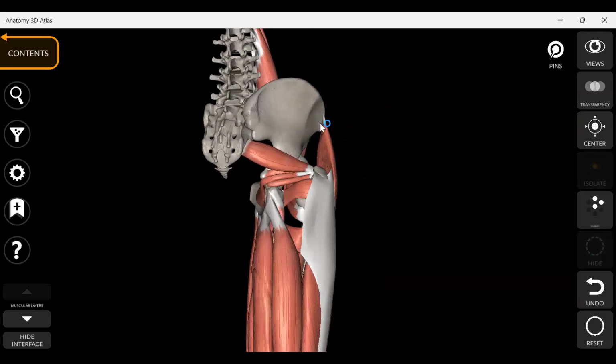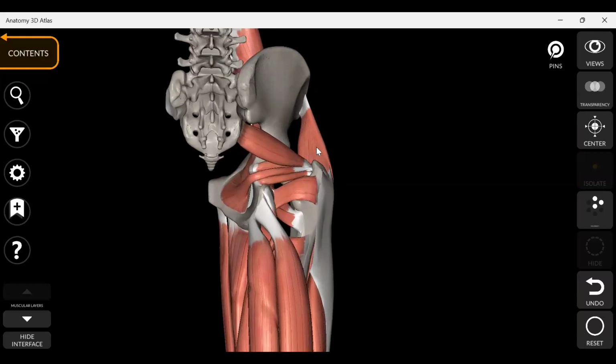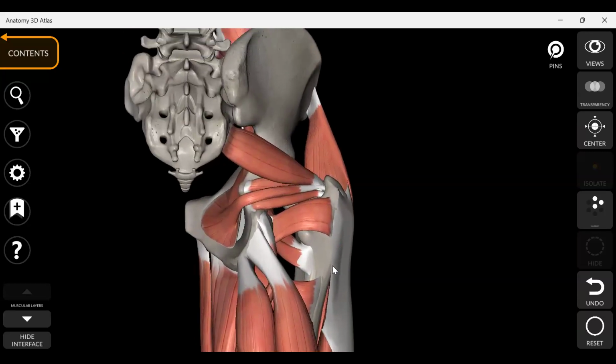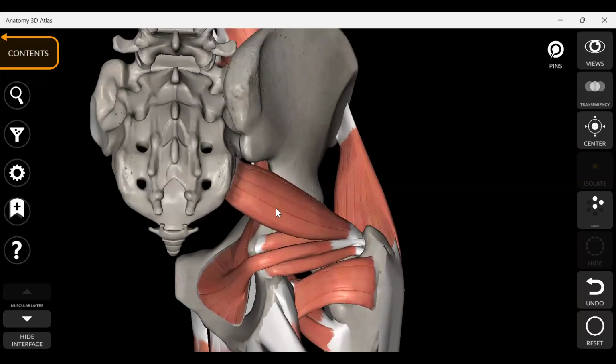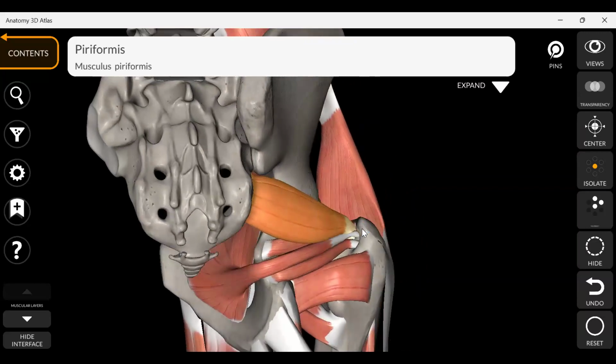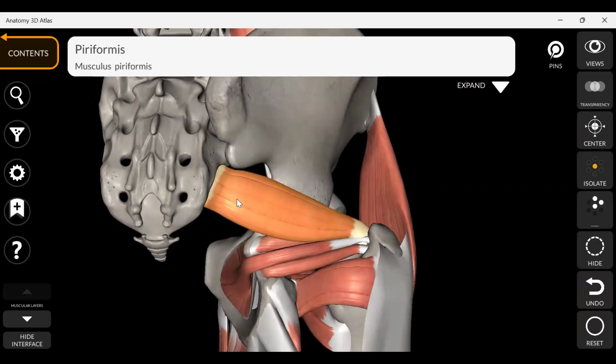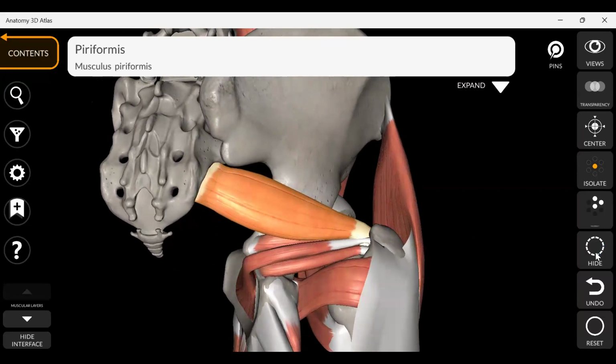Okay, so this is the portion of attachment of the three glutei muscles, and under them we can see the deep gluteal muscles from the posterior side. This muscle attaches to the S2-S3 foramina on the anterior side, and on the other side it attaches to the medial portion of the greater trochanter. This is the piriformis muscle. This muscle is important for us for a condition known as piriformis syndrome.